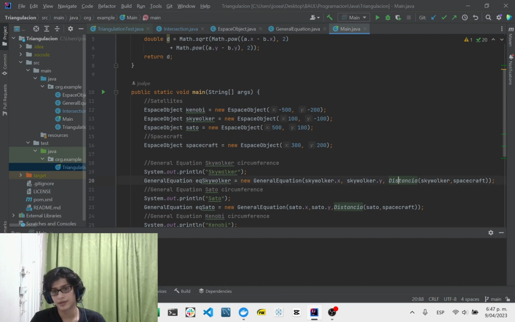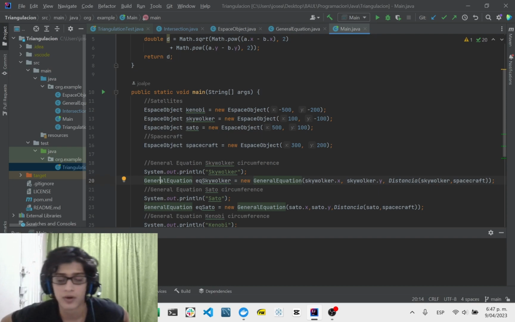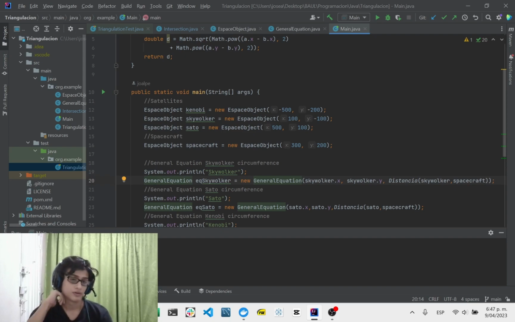I pass here in this object that is the general equation, because we need to get the general equation of every circumference, and to do that we are going to use the xy position of the satellite and the radius. The radius is the distance between every satellite and the spacecraft.